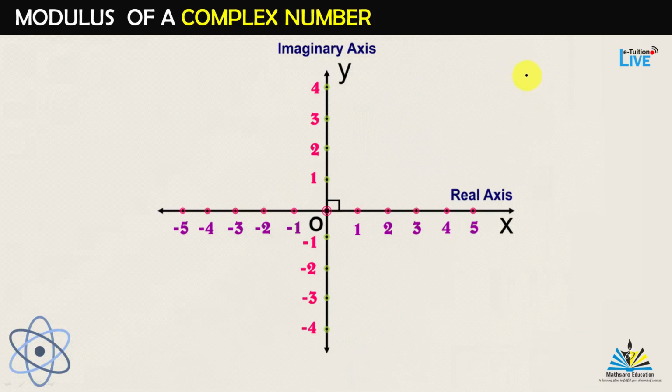If we have any complex number, let's say z is equal to x plus iota y, then let's say we have this point as, this is x and this is y.